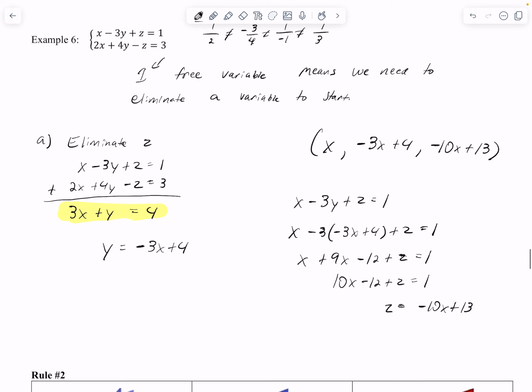So again, very similar to the ones that we had before. This is a consistent, dependent system with infinitely many solutions.